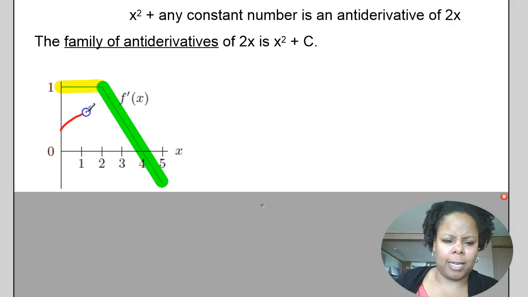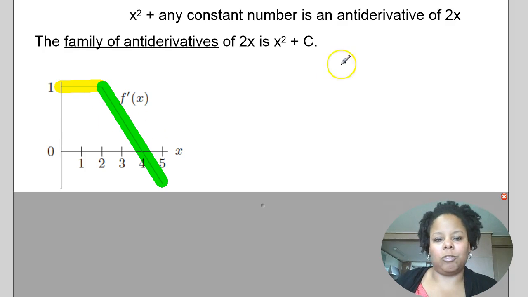Oops, I cannot draw a straight line. And then a parabola. Gosh, I cannot draw a straight line. Well, let me not even try that.